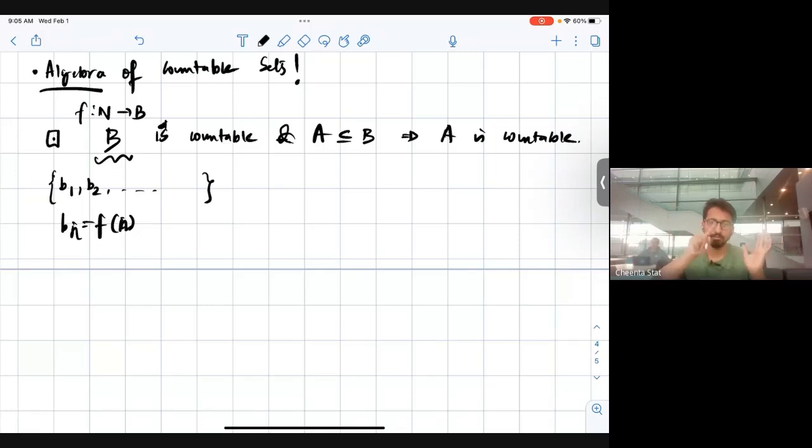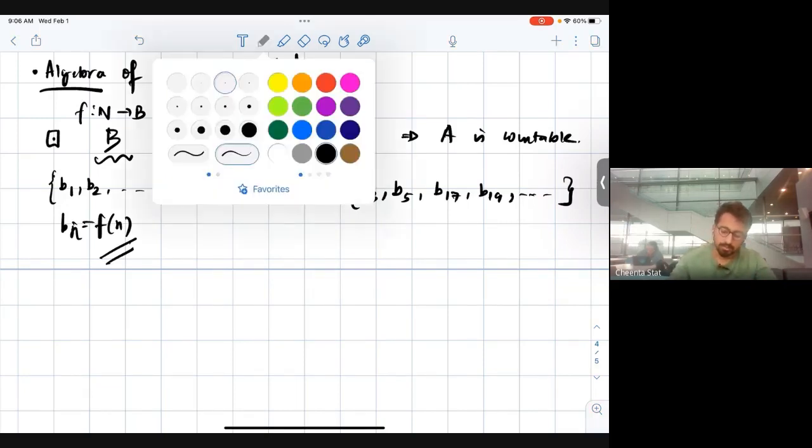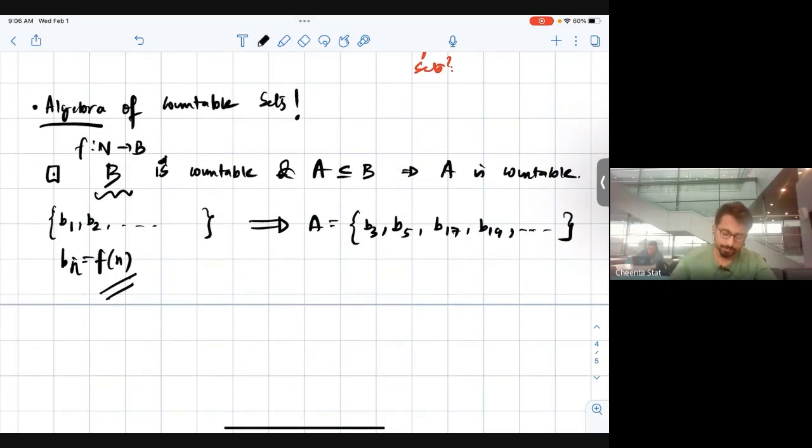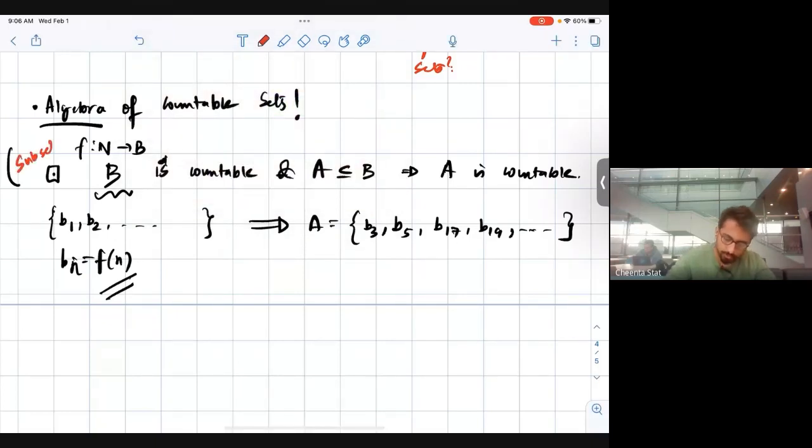So you can count in that format: b1 is the first count and b2 the second count. So f of n is equal to bn. Now, A is a countable subset of B means that instead of taking all the bn, you are taking, let's say, the set A defined as b3, b5, b17, b19. You're taking a subset of it, and you can usually see that you can count it. There's a mathematical way of representing this, but intuitively you can understand the first property, the subset property: subsets of countable sets are countable.